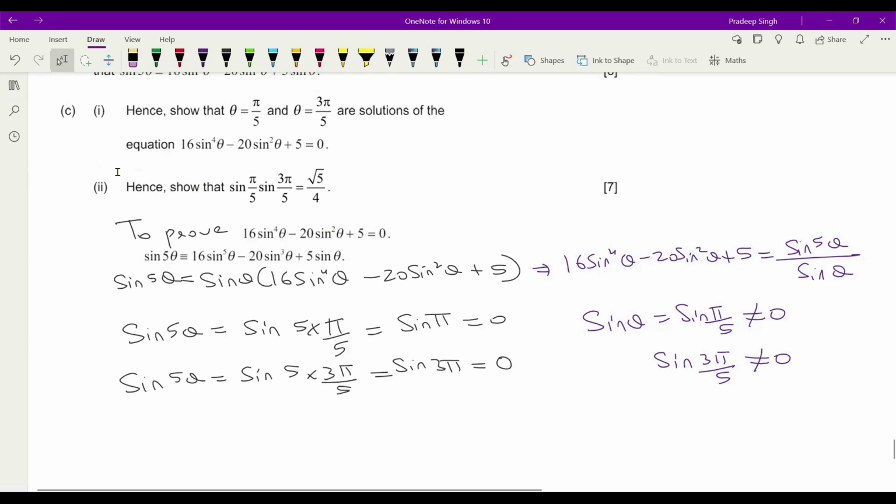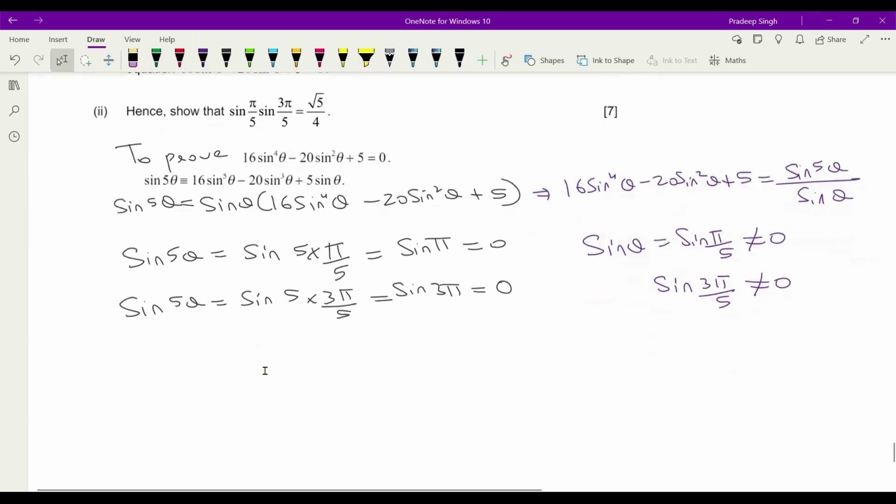In the second part, we are supposed to prove, hence show, that sine pi by 5 and sine 3 pi by 5 is equal to root pi by 4. So how do we do that? We already proved this expression, which is 16 sine 4 theta minus 20 sine squared theta plus 5 is equal to 0. So to simplify this quadratic, let's take sine squared theta equal to t.